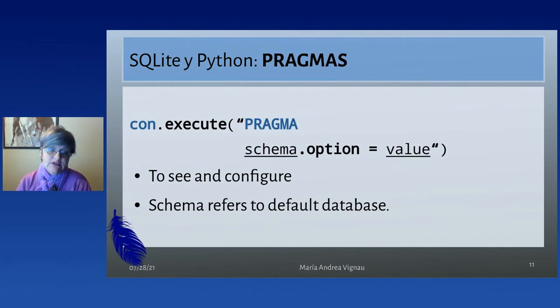Another thing is that you can configure some options, and I'm going to show you some important options next, using the pragma statements. A pragma statement is when you set an option to some value. When you refer to some database, you can open many databases in one connection using the attach statement. So in this case, you need to explicitly say which database you want to change the configuration of. But normally you just use your default database.